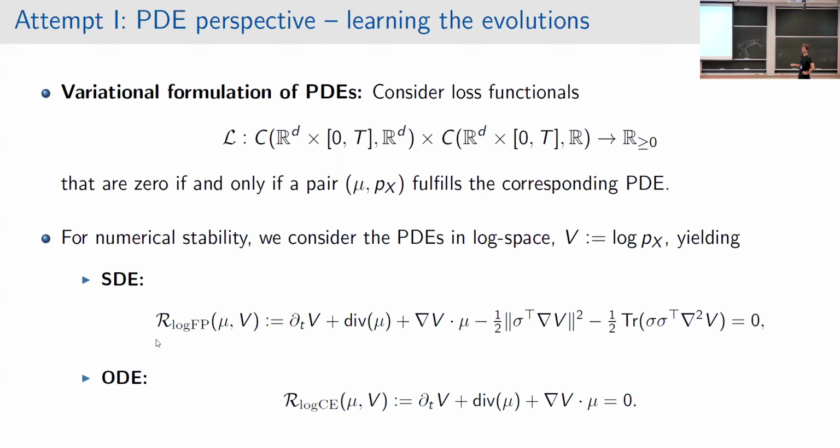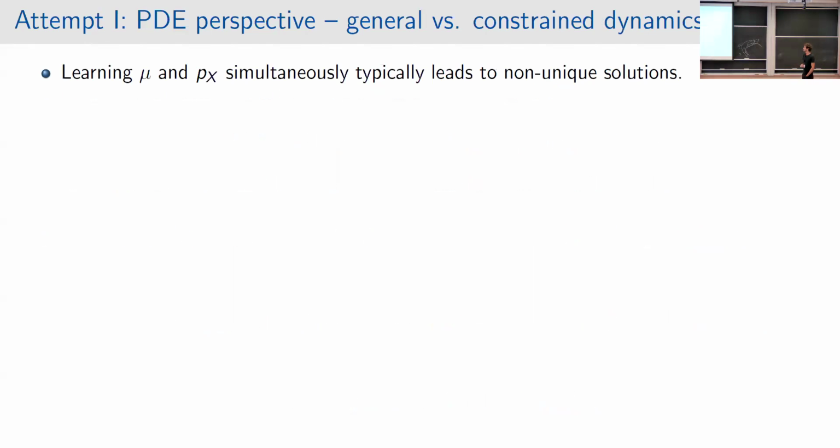I call it R for residual, because I will use this later. And this is what I get for the SDE case, and this is what I get for the ODE case. If you look at the SDE case carefully, maybe you realize that this is actually, if you consider it as a PDE in v, nothing but a Hamilton-Jacobi-Bellman PDE, which is already hinting at a nice connection to optimal control theory, which I will comment on in a minute. Okay, so the task is basically to learn u and rho simultaneously, and I guess as you probably already have guessed, this typically does not have a unique solution, right?